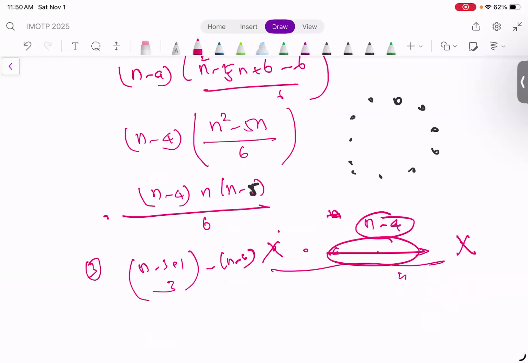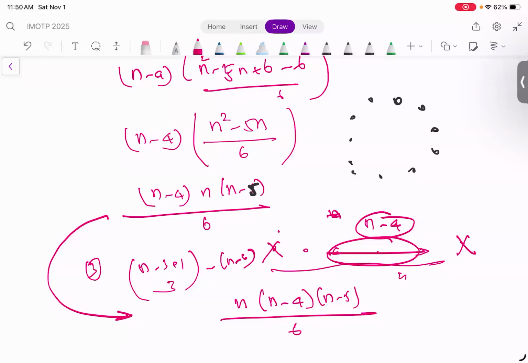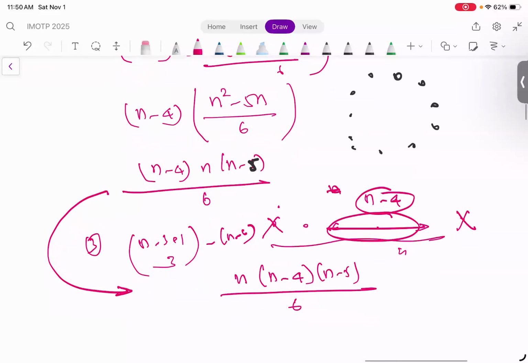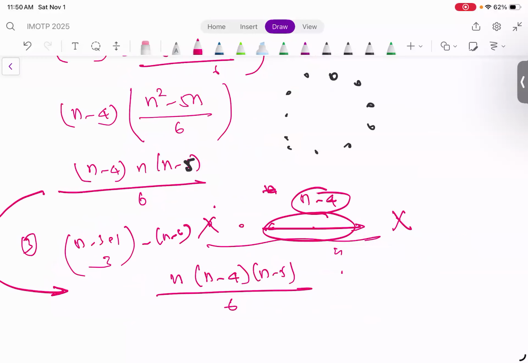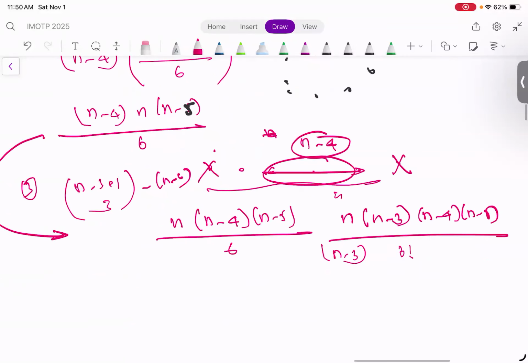Now, this is not a good formula to remember, so I'm going to do something different. I have it as n into (n minus 4) into (n minus 5) by 6. Now, I will multiply and divide by (n minus 3), divided by (n minus 3) into factorial 3. Now, can you guess what this is?